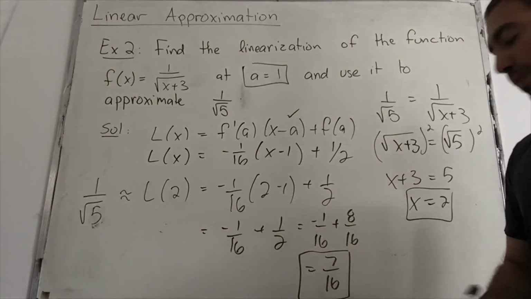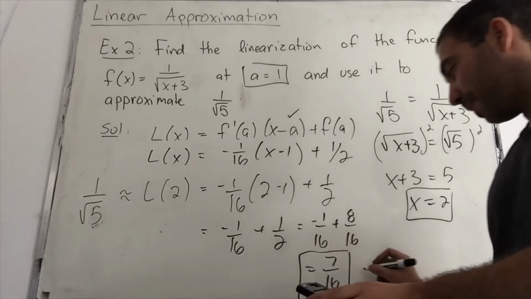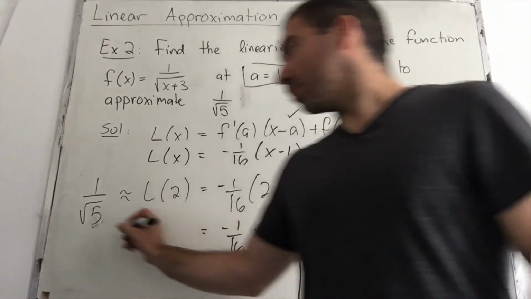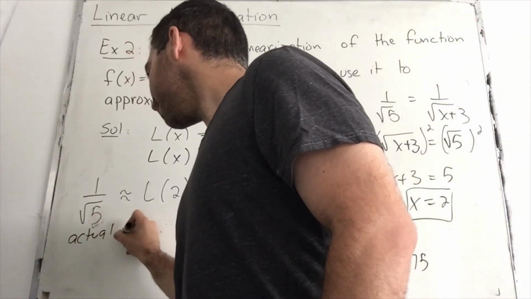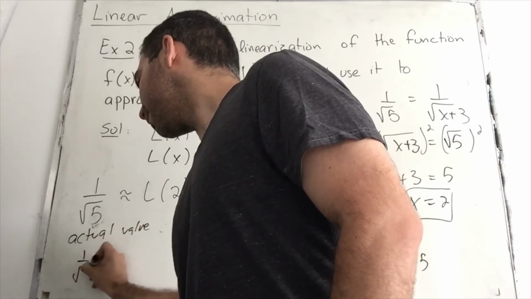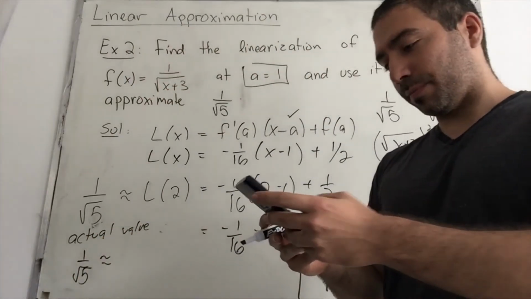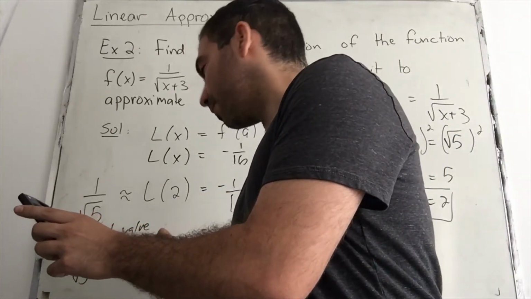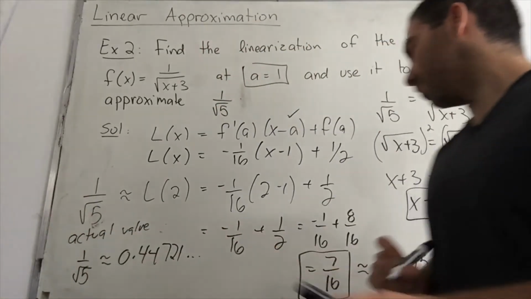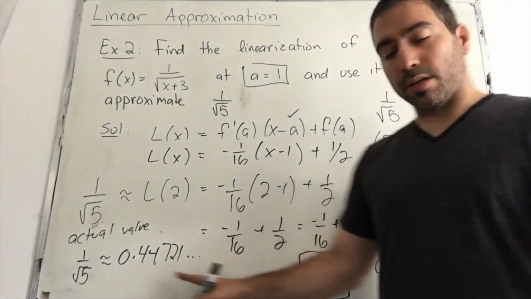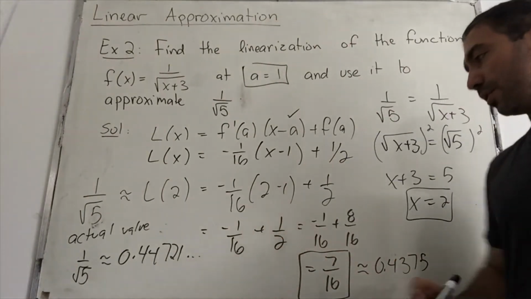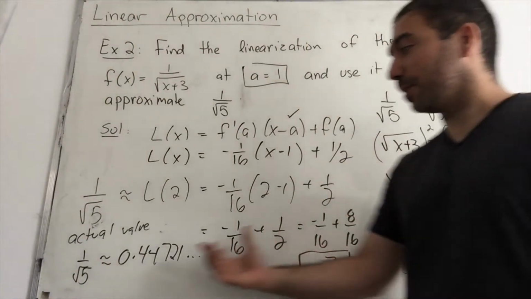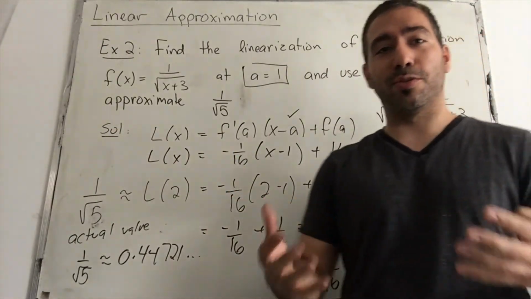So 7 over 16 with a calculator is approximately 0.4375. And the actual value with a calculator of 1 over square root of 5 is 0.44721, and so on and so forth. So as you can see, the approximation is very good. This is to show that you don't need technology or a calculator to actually compute these values. We have good enough approximations which you could do by hand.